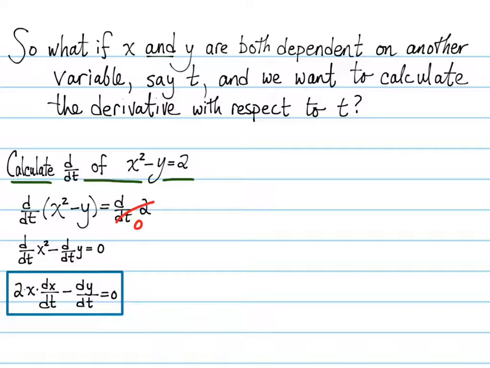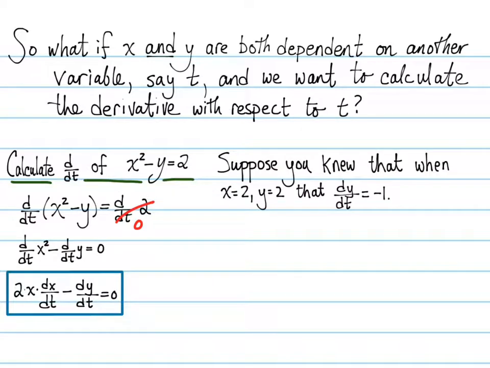Now, it's important to remember that since it's not dx/dx or dy/dy, they don't cancel, they don't go anywhere. The dx/dt and the dy/dt stay around. And suppose I told you some extra information. x squared minus y equals 2 has x equals 2, y equals 2 as a solution. And suppose I told you that dy/dt was equal to negative 1 there. Well, could you solve for dx/dt?